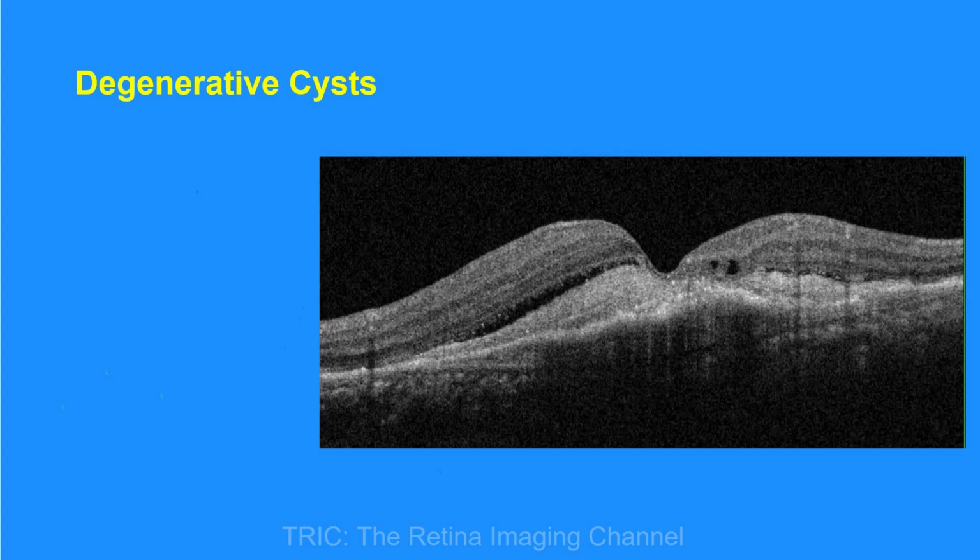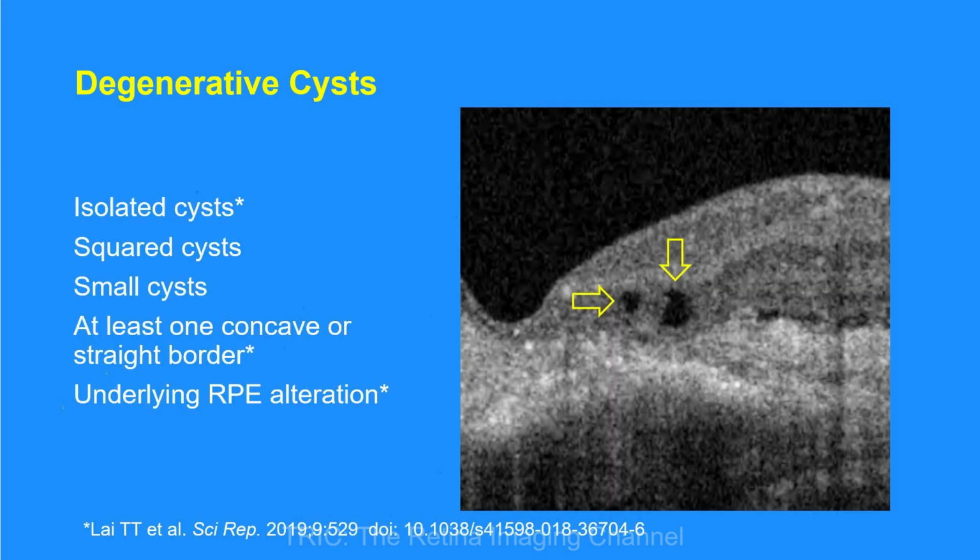Now the most interesting thing which we saw in this OCT were the degenerative cysts. We can see that there are some cystic lesions near the fovea in this OCT scan which have been marked by the yellow arrows. So what are these degenerative cysts? These are not exudative cysts. They do not indicate intraretinal edema, but they are a result of degeneration or degenerative changes in the retina and underlying RPE.